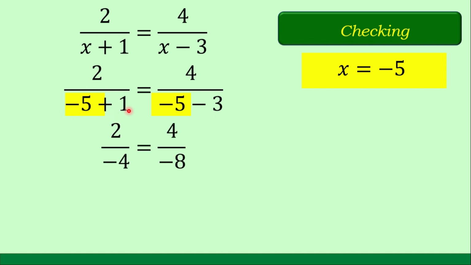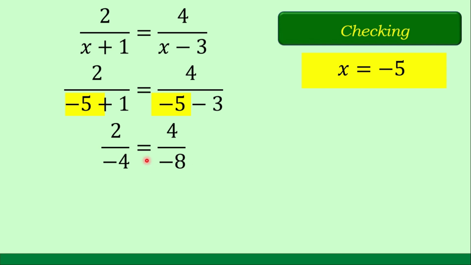Copy 2, negative 5 plus 1 will give us negative 4. And we also have on the right side, we'll copy 4 divided by negative 5 minus 3. The result for that is a negative 8. So it would look like this.